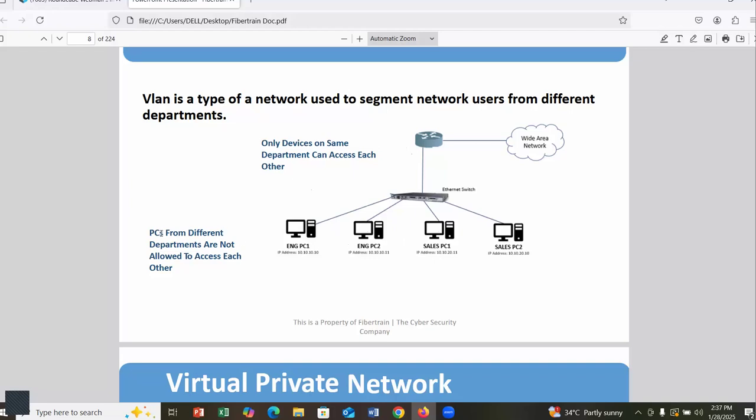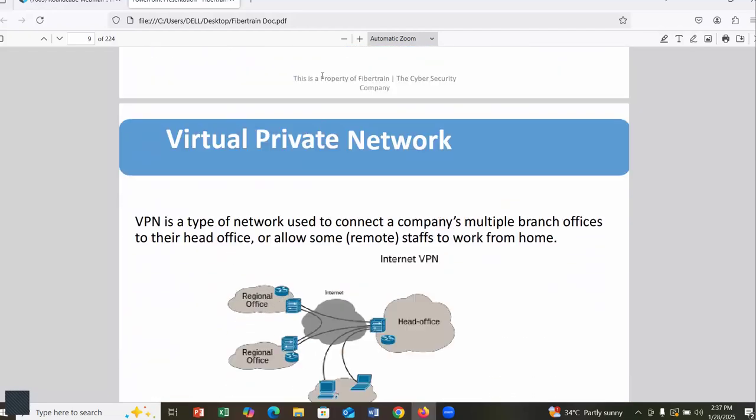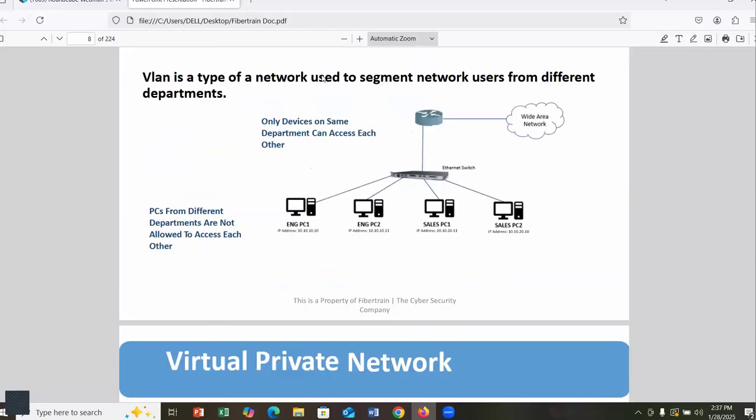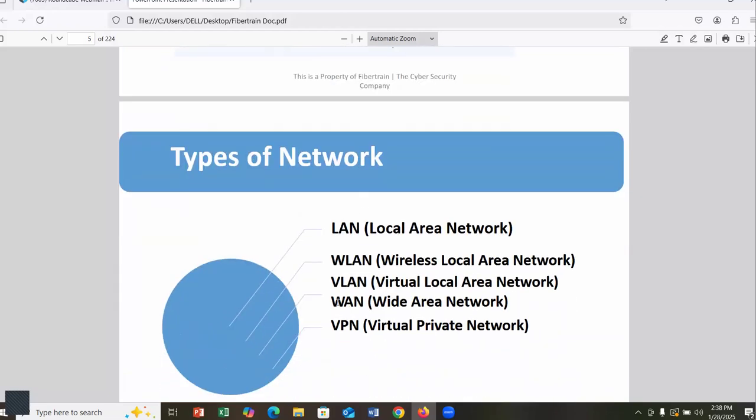Here it says that PCs from different VLANs, PCs from different departments, are not allowed to access each other. So when we have a system in a different department, there is no way they will be able to talk to each other. Only systems in the same department can talk to each other. So the next thing we'll be talking about here will be WAN. Before we go to the last one, there's one that is omitted here, which is a WAN.